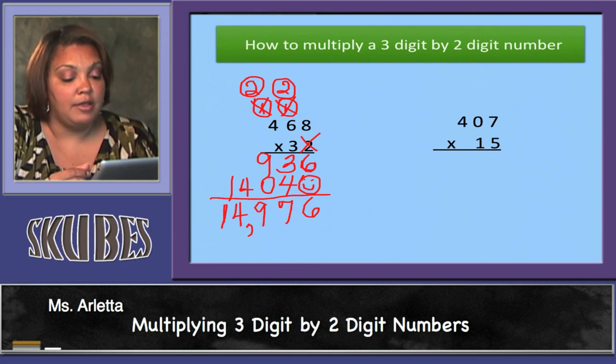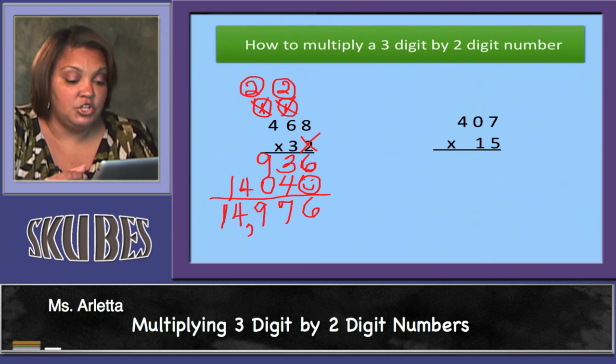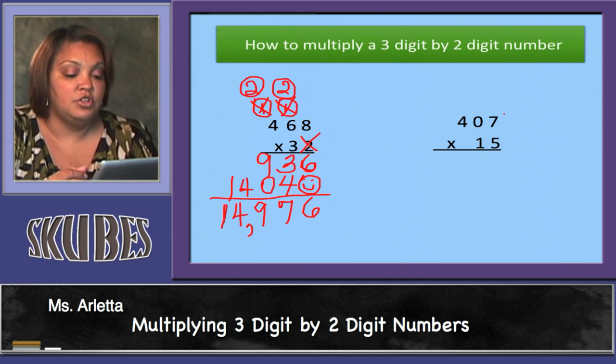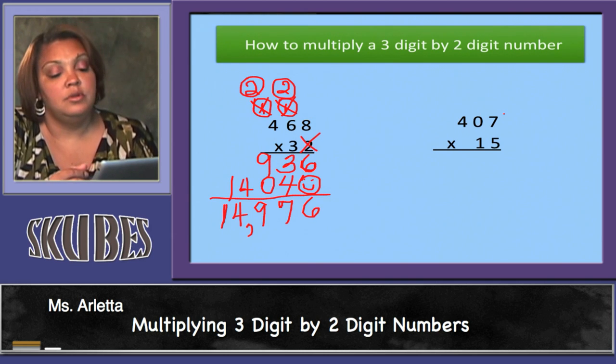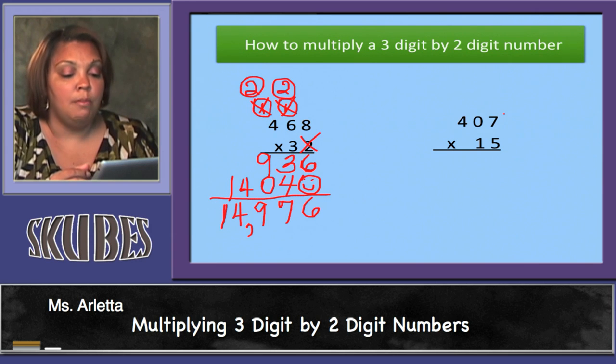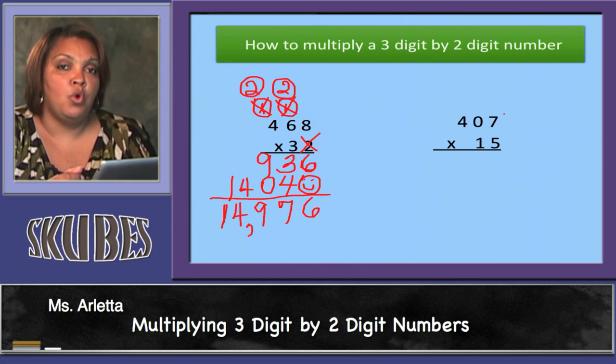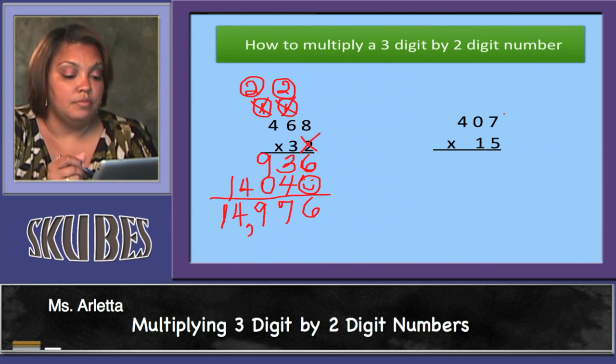Once again, the multiplier 15 is multiplied by the multiplicand 407, starting with your ones digit, multiplying it by the ones digit, the tens digit, and the hundreds. Then you'll take the tens digit, multiply it by the ones digit, the tens digit, and the hundreds. Let's start with our ones digit as always.